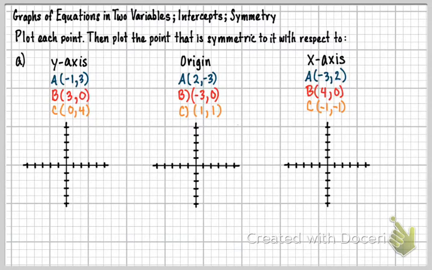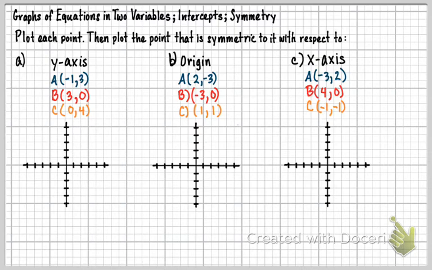Plot each point. Then plot the point that is symmetric to it with respect to the y-axis, the origin, and the x-axis. So this should say B, and this here should be C. So we're going to take these 3 points here, A, B, and C, and graph them.